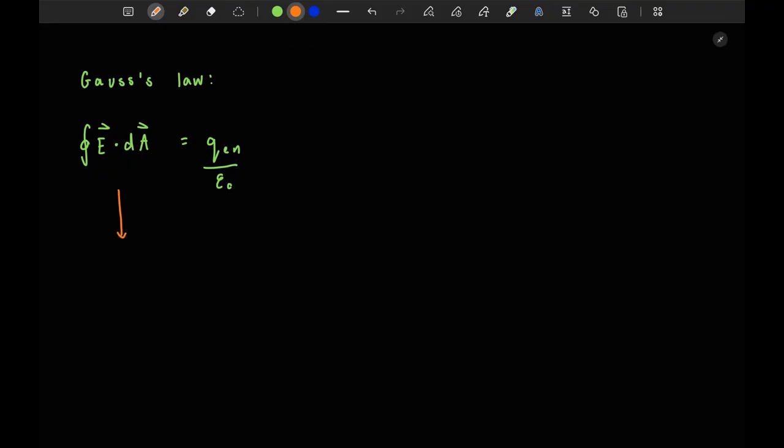So ultimately, our goal is to write E integral dA is equal to Q enclosed over epsilon naught. And of course, integral dA is just our total area. So we'd end up with E is equal to Q enclosed over A epsilon naught. And in order to carry this through, we just need to think carefully about a surface which will allow us to carry through this operation.